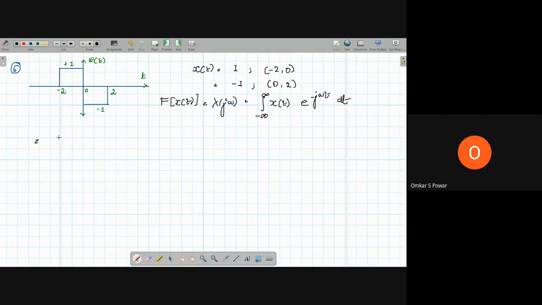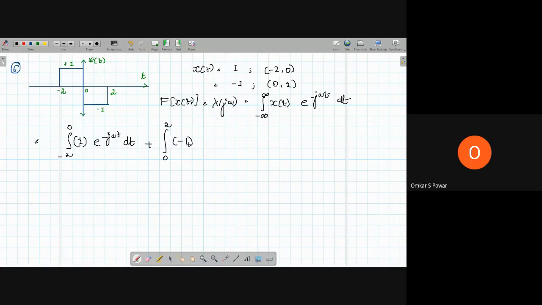So now we will substitute it. Your integral from minus 2 to 0, what is the value of x of t? It is 1. e power minus j omega t dt, plus the integral from 0 to 2. What's the value of x of t?